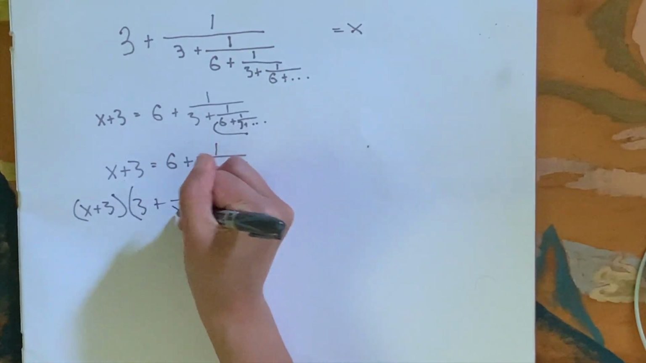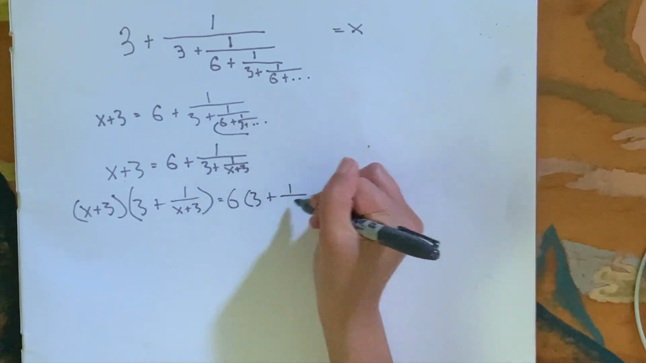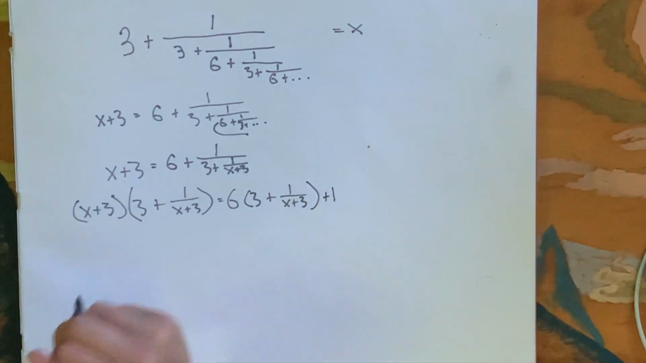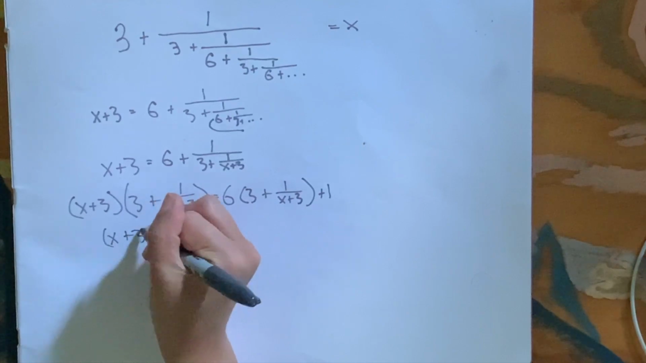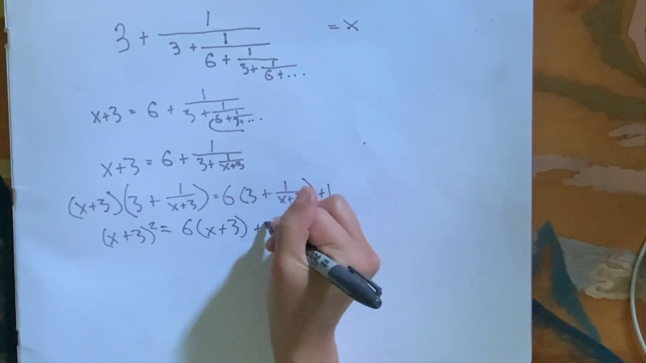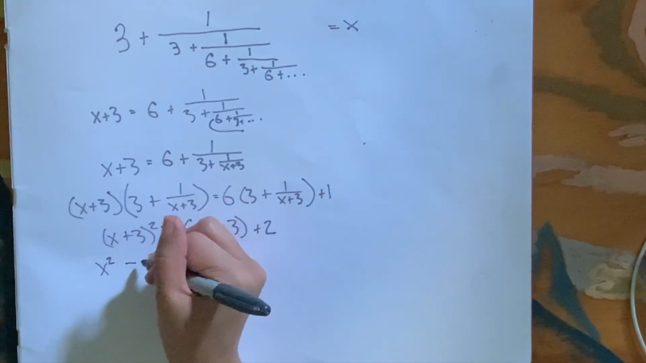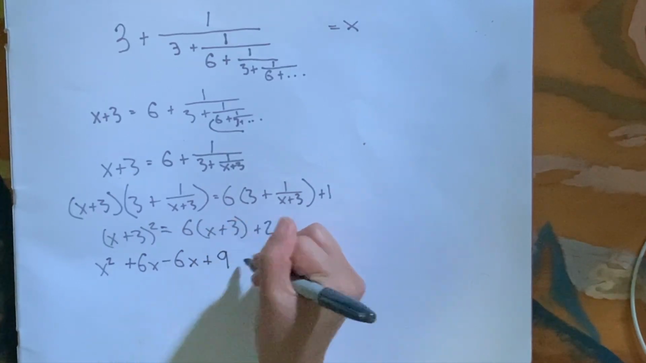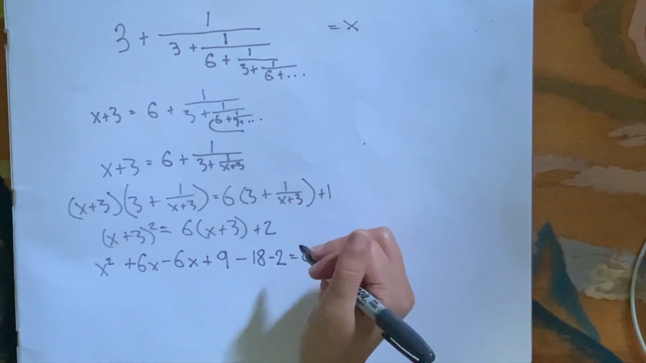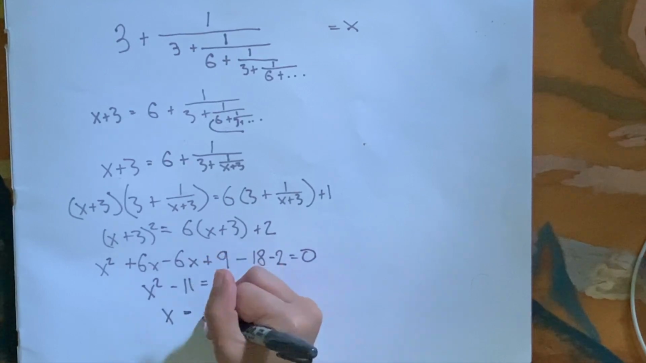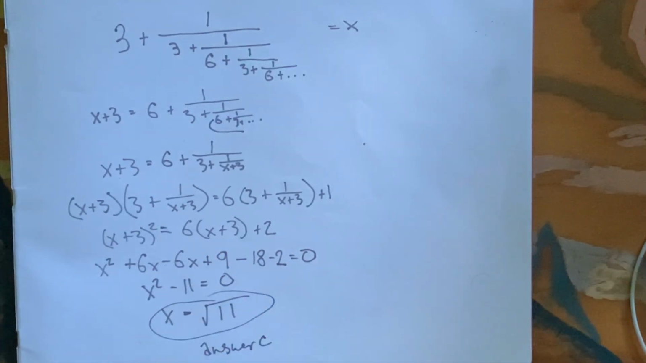Let's start by multiplying that one denominator up to each of the terms to get this. So we can continue simplifying this, multiply by x plus 3, remove the common factors, then we can FOIL it out. There will be some like terms that we can simplify, and we eventually get to x equal to square root of 11, which is answer C.